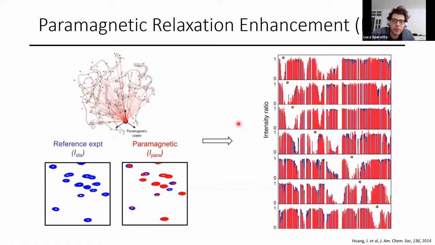It's useful if you want to check interactions that are weak and transient, because if you label one of the two molecules that you want to study, you can detect these differences even if the interaction is weak and transient.